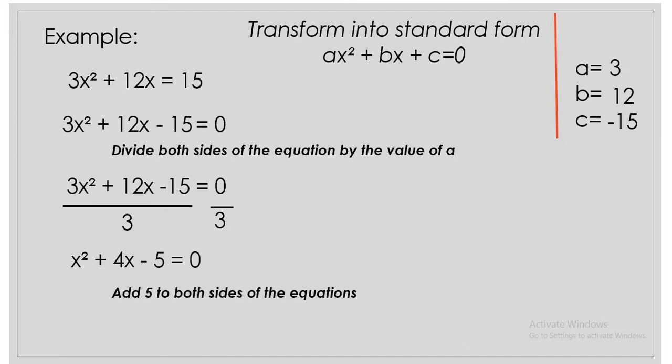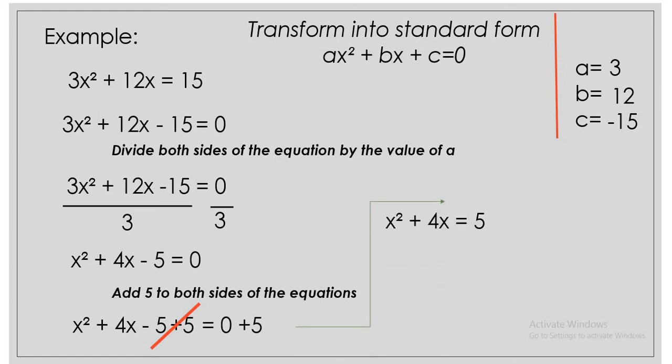So the next step is to add 5 to both sides of the equation. Question: is it always 5? Of course not. It will depend on the number of your constant term. In our example here, our constant term is negative 5, but it will not always be 5. So let's add to both sides, plus 5 plus 5. Now what if your constant term here is, instead of negative 5, positive 5? Then you will add negative 5 to both sides, to cancel these numbers, negative 5 plus 5. Then it will become x squared plus 4x is equal to 5.